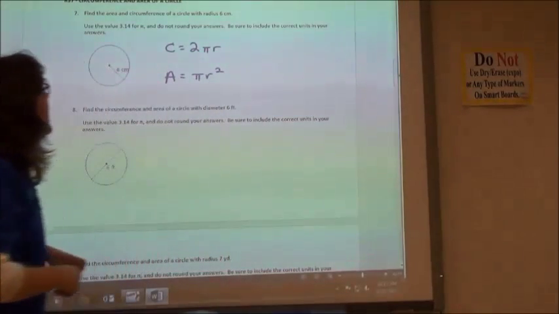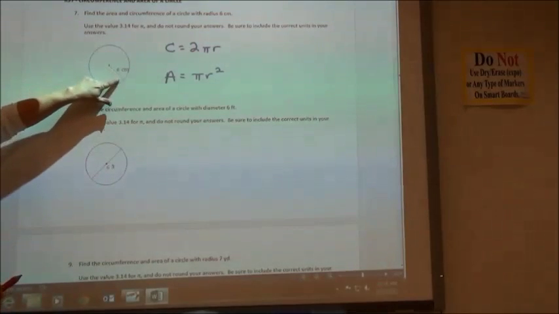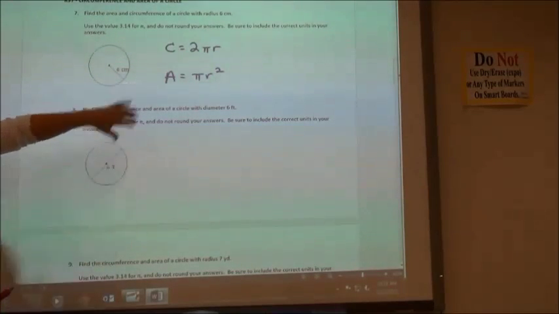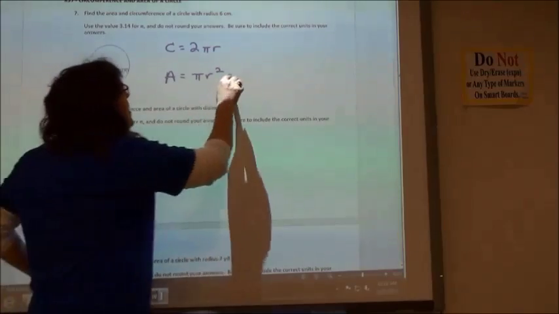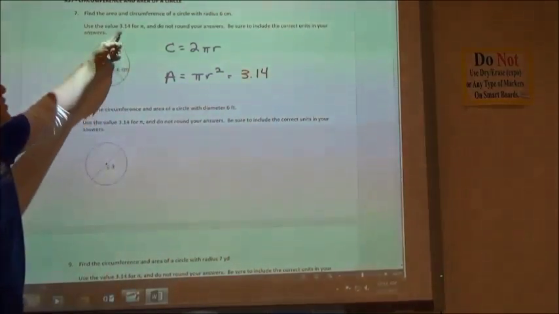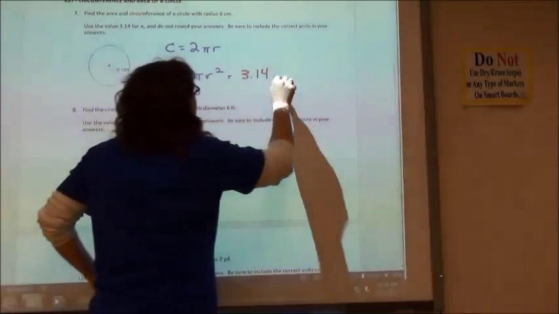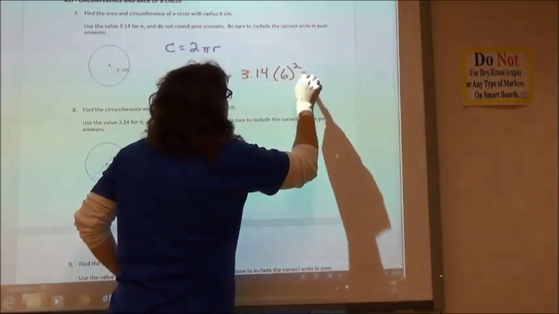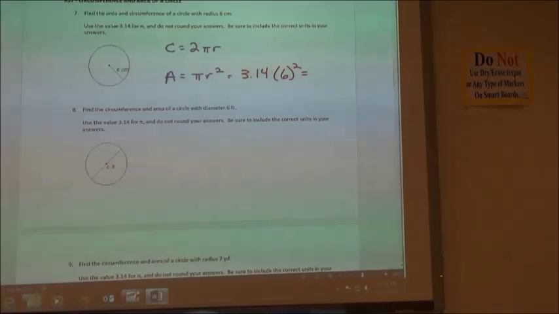In this case, they gave us the radius. The radius was 6 centimeters. They actually asked you to find the area first, so I would take 3.14, which is the value they tell us to use for pi, times 6 squared. Since they asked for area first, you take 3.14 times 6 squared.